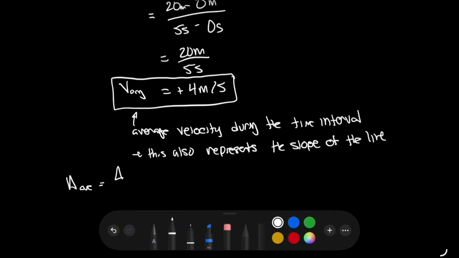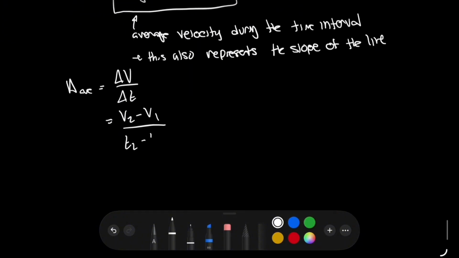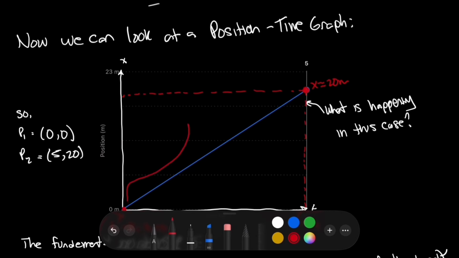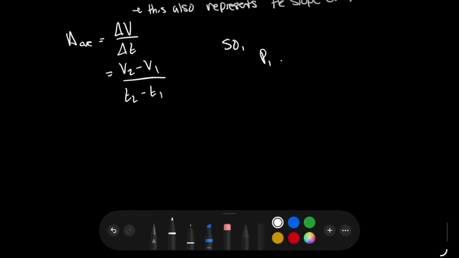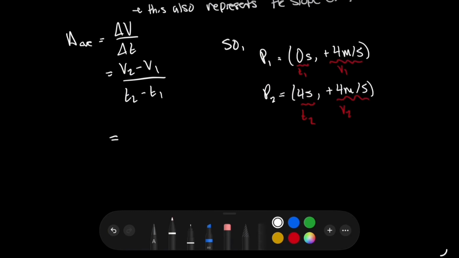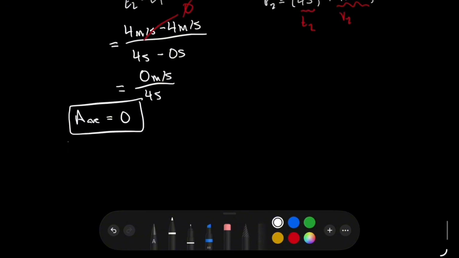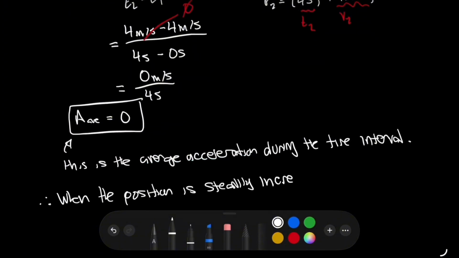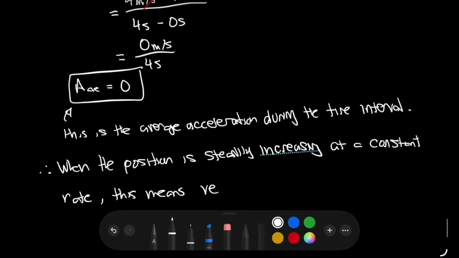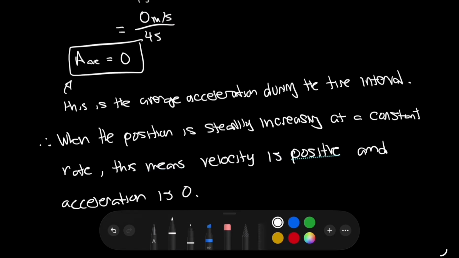We can also find the average acceleration given by this equation here. For this example here, velocity for this interval is equal to 4 meters per second. And since the position is increasing at a constant rate, that means the velocity at v1 and v2 are both 4 meters per second. We can write p1 and p2 as so, where the velocity is the same at both points. If we plug both these values in and solve, we find that the average acceleration is equal to 0. And so this is the average acceleration during the time interval. Therefore, when the position is steadily increasing at a constant rate, this means that the velocity is positive, and this also means that the acceleration is equal to 0.